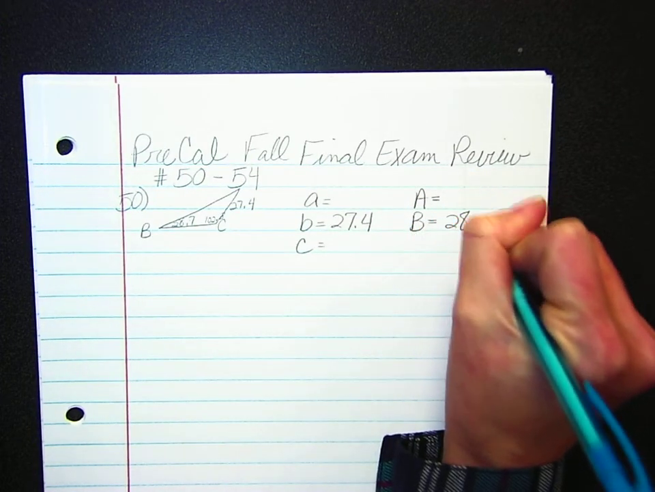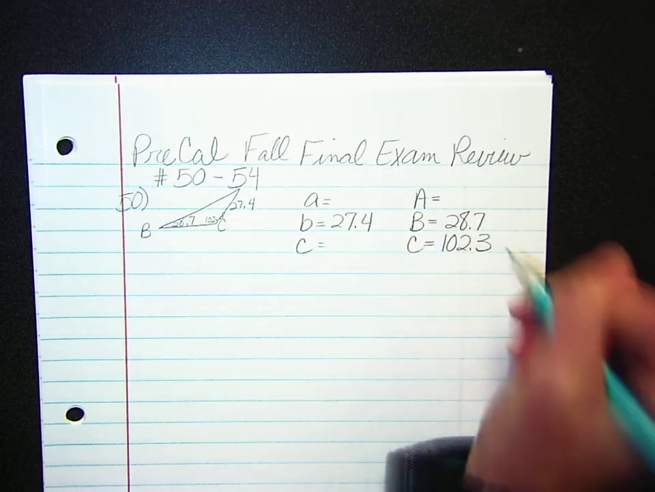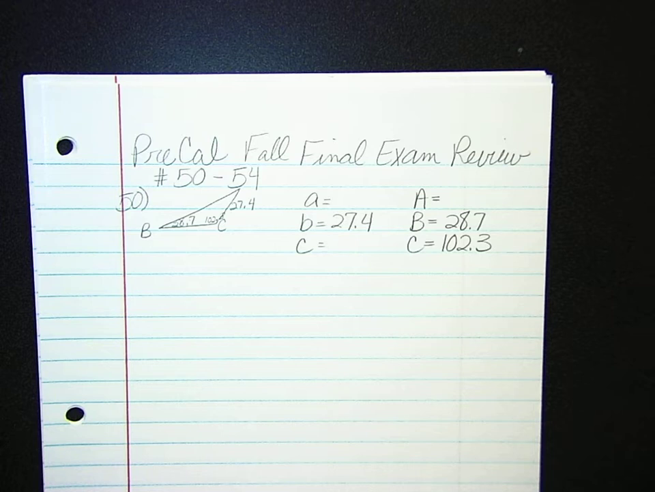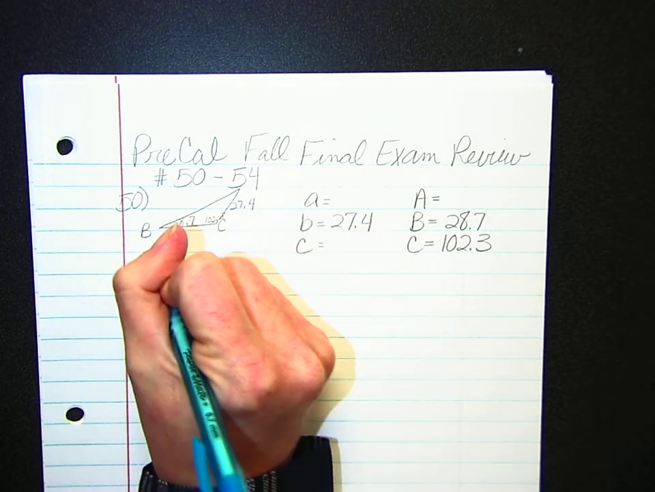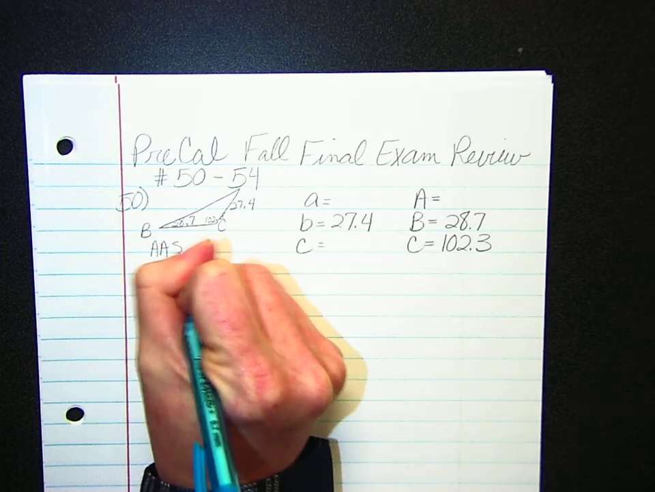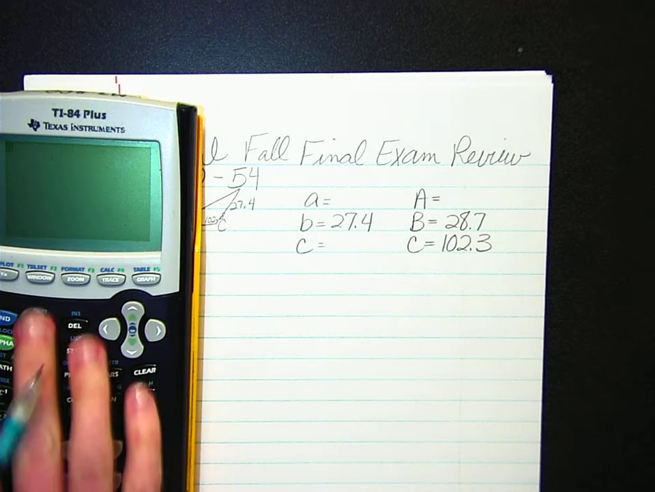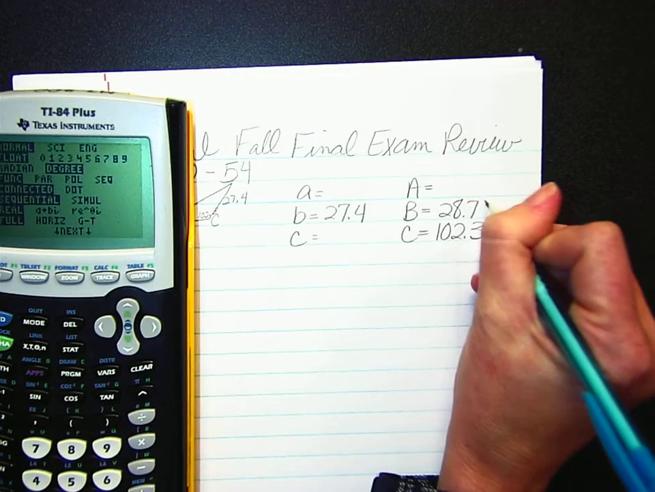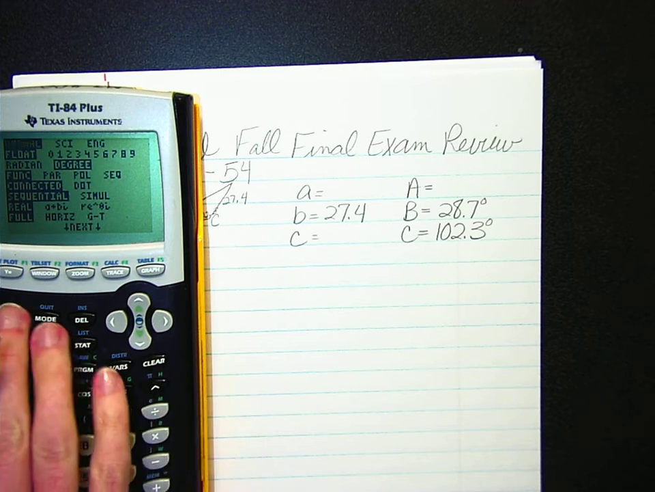So 28.7 and 102.3. On this one we have given information on two angles and the side that's not in between them. So this is going to be an angle-side, which means I'm going to use the law of sines. And when we're working with law of sines and cosines, we need to be in degree mode because these were given to us in degrees. So check your calculator first and make sure you're in degree mode.